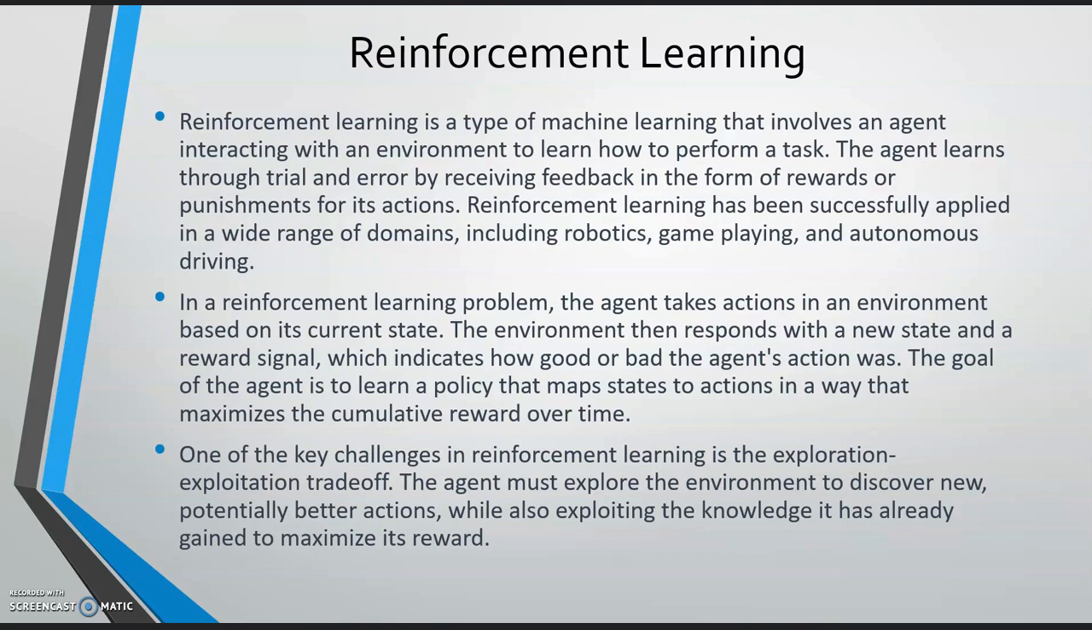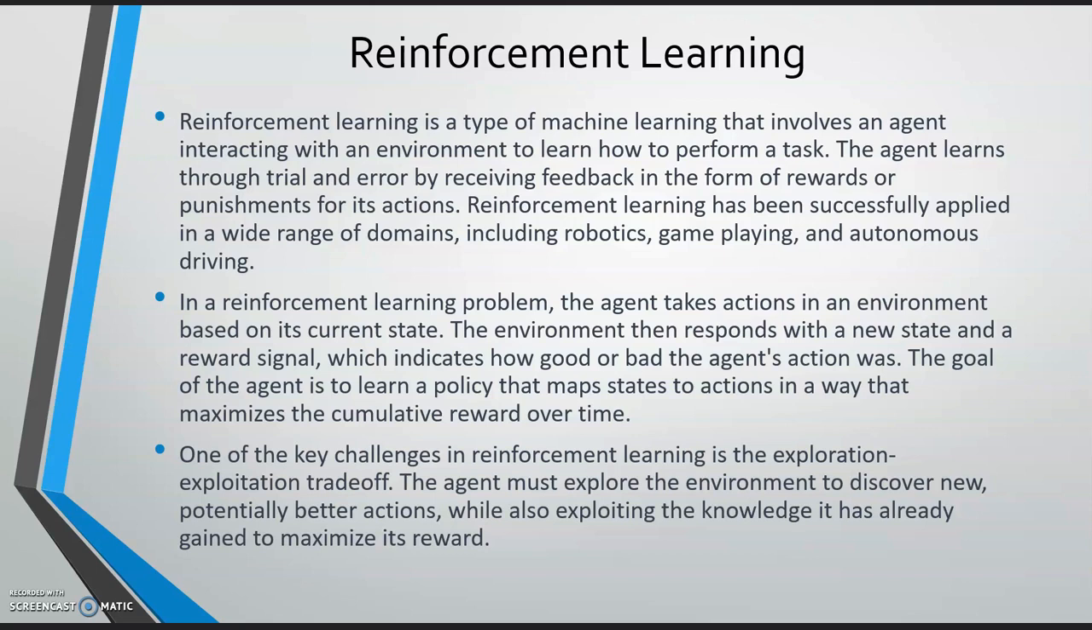Next is reinforcement learning. Reinforcement learning is a type of machine learning that involves an agent interacting with an environment to learn how to perform a task. The agent learns through trial and error by receiving feedback in the form of rewards or punishments for its actions. Reinforcement learning has been successfully applied in a wide range of domains, including robotics, game playing, and autonomous driving.